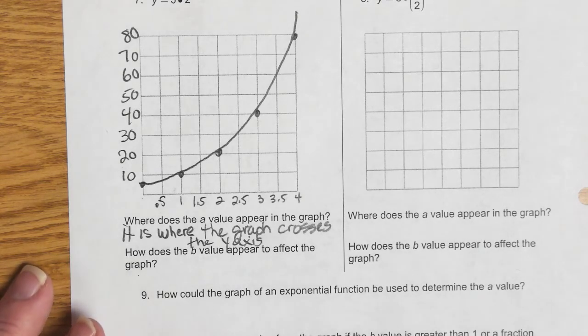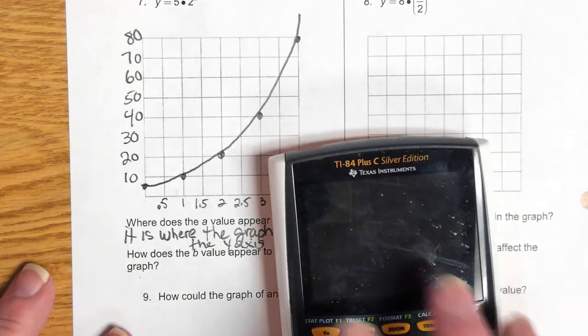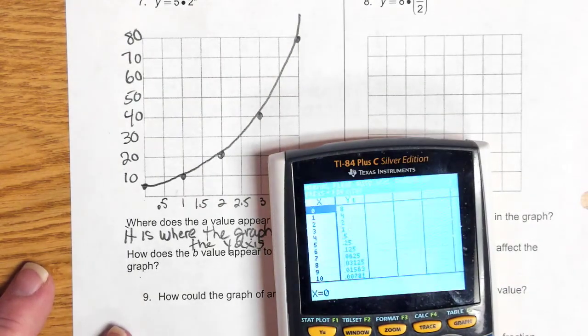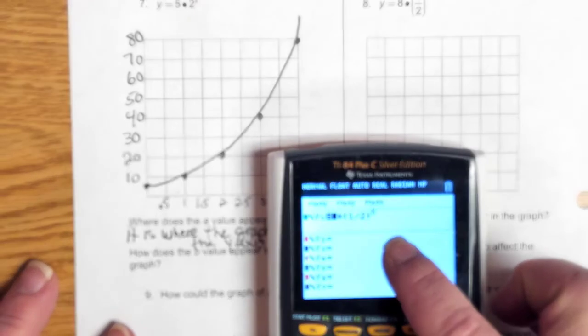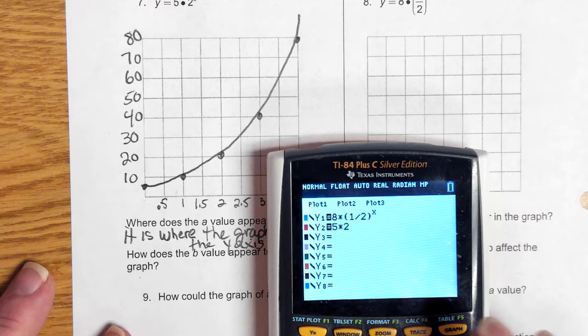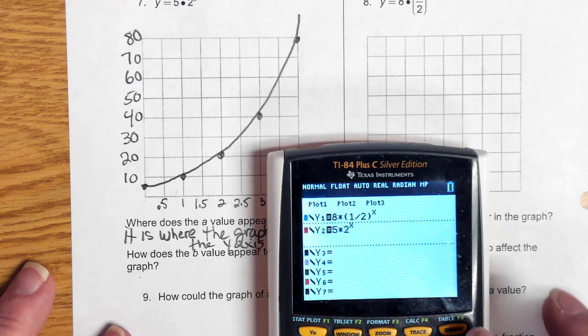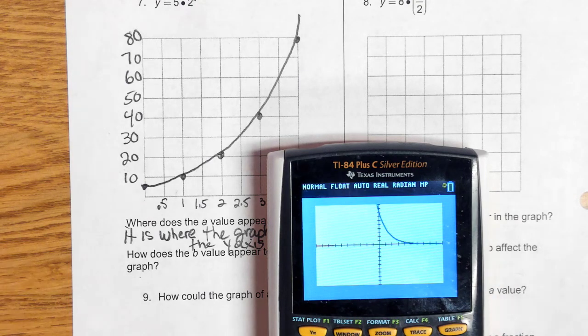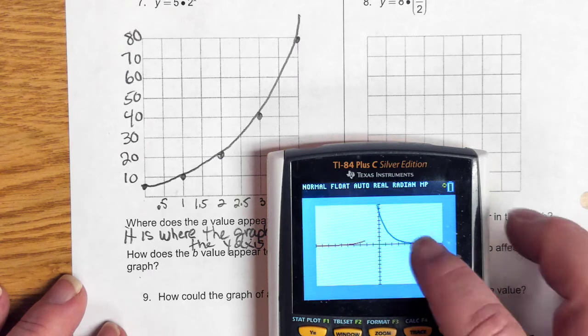I got a question for you. Let's look at something real quick. Let's go back to our calculators and let's turn them on. And let's go to y equals. We have the second graph here, right? So let's go down and let's put the first graph: 5 times 2 to the power of x. And let's graph that, knowing that the first one, this is really the second one.